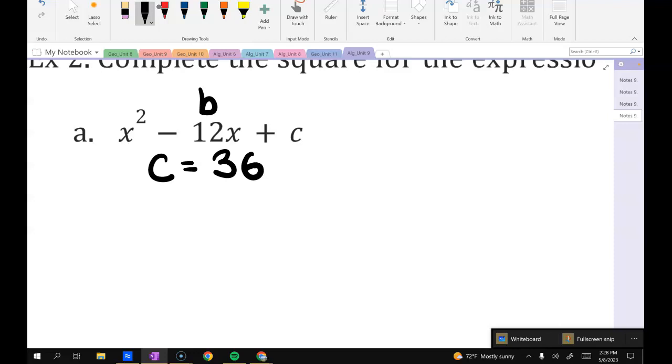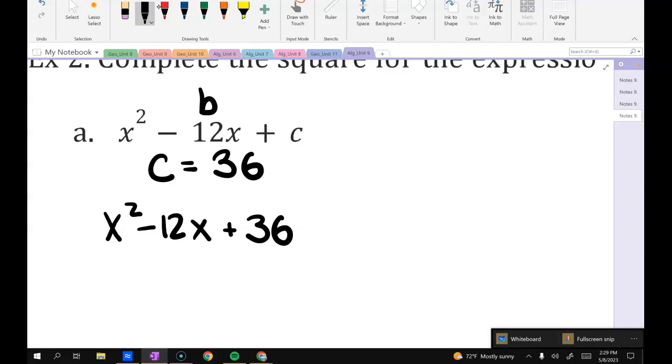What I'm going to do now is rewrite this with plugging in 36 for C. So x squared minus 12x plus 36. And from here we have what's called a perfect square trinomial that we can factor. When we factor this out, our 2 factors, or our 2 parentheses, are going to be the exact same.